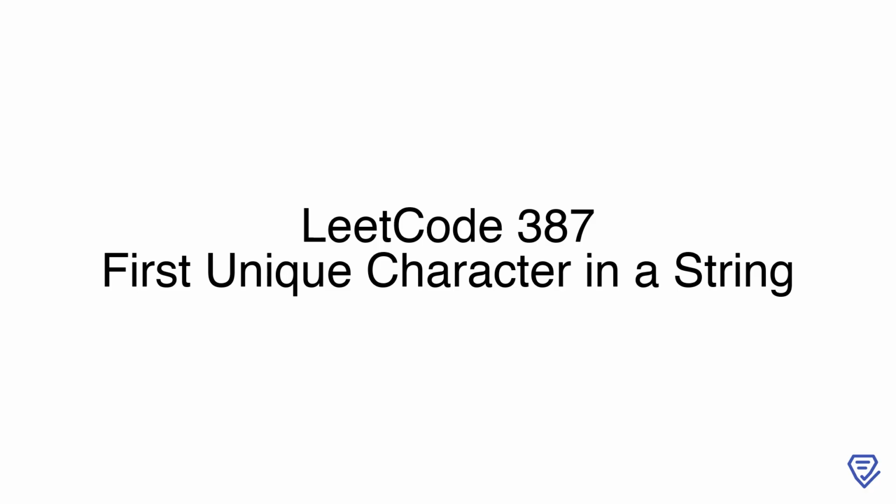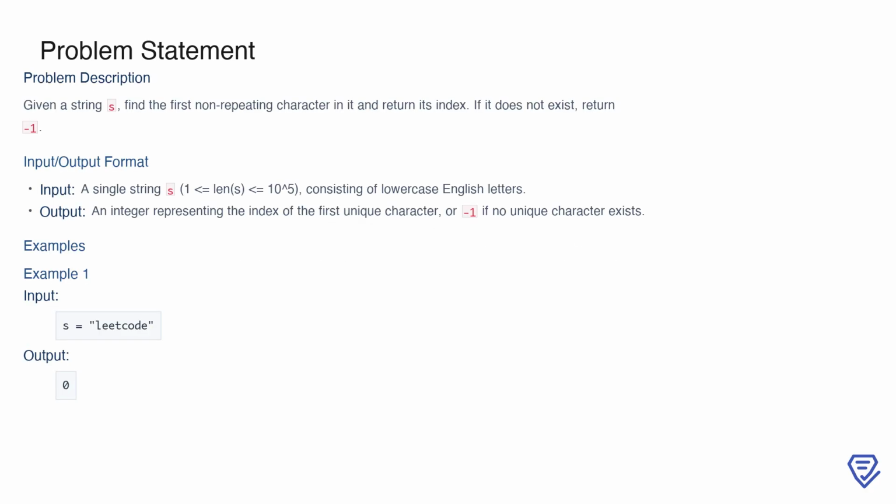Let's get started. The problem asks us to identify the first non-repeating character in a given string S and return its index. If there is no such unique character, we return -1. The input is a single string containing only lowercase English letters, with a length ranging from 1 to 100,000. The output is an integer indicating the index of the first unique character, or -1 if all characters repeat.